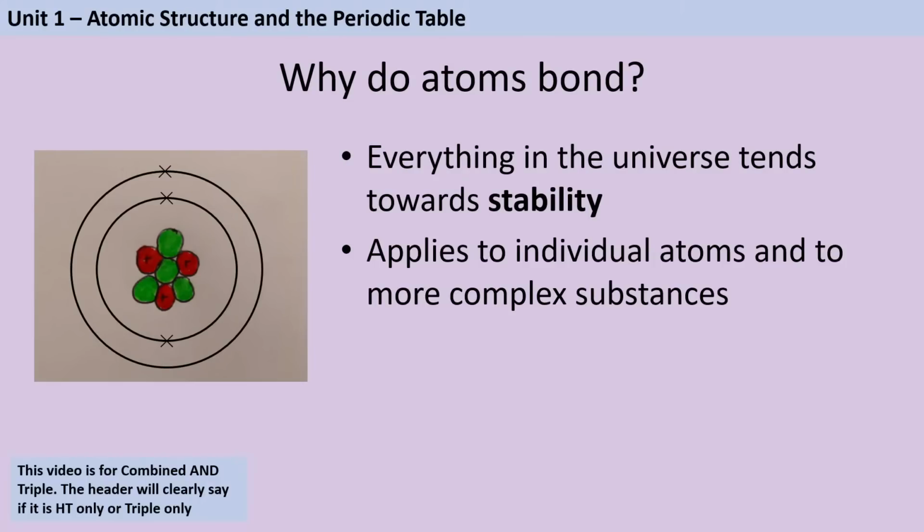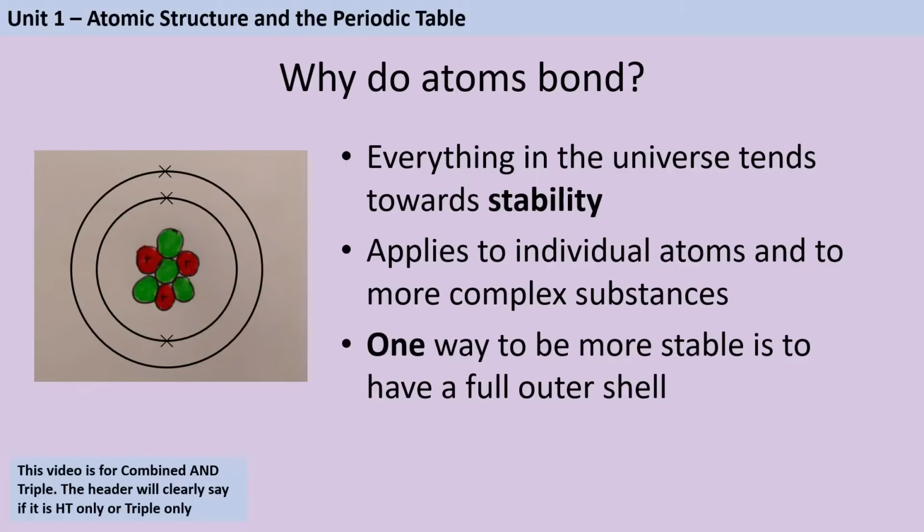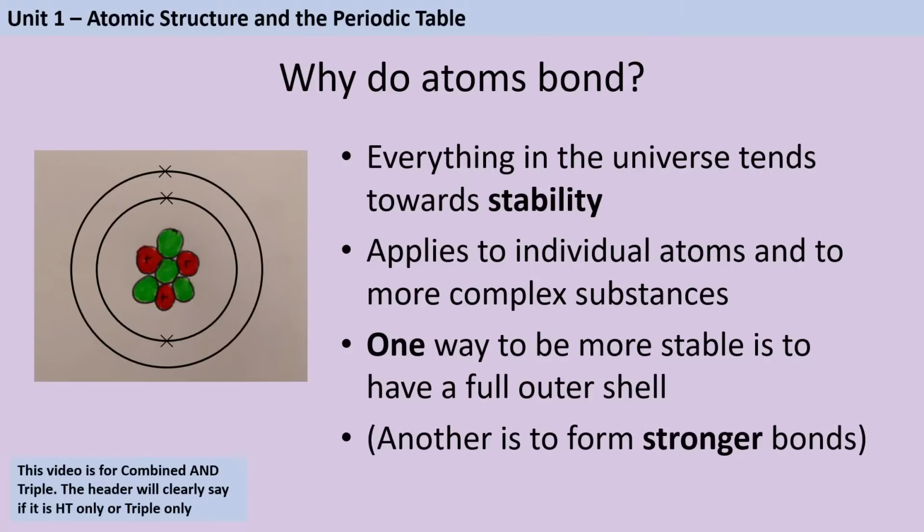And having a full outer shell is one of the best ways to become more stable, although it's not the only way. Okay, so you don't mean oxidation numbers, you mean charges. So when we get to the ionic compounds, don't worry, we're going to go through it. Another thing you can do is to form stronger bonds. So that's why some things that already have a full outer shell will then go on and do more chemistry, because they're trying to get to a different stable conformation.